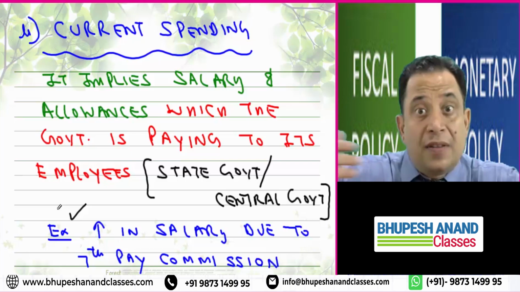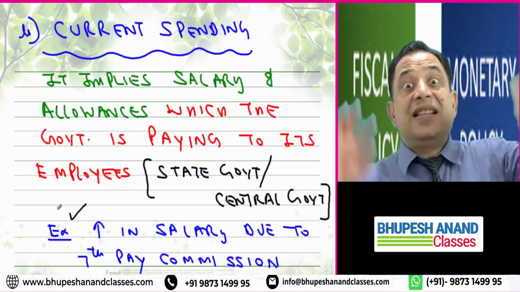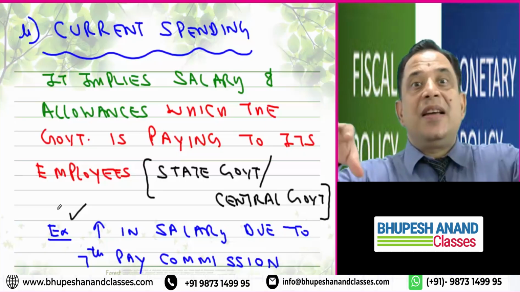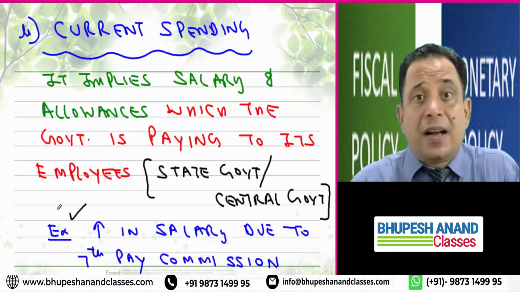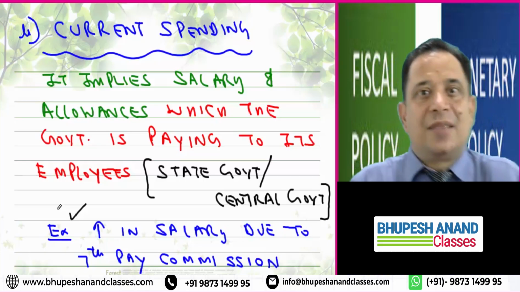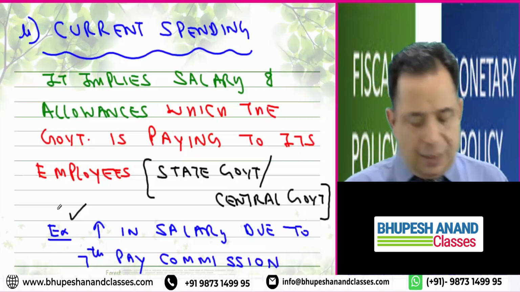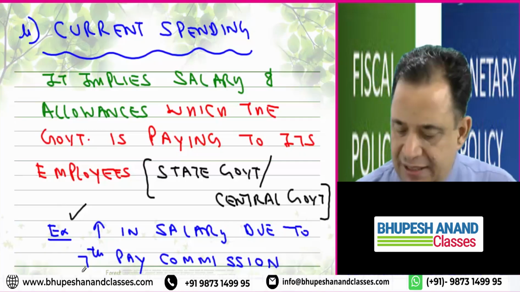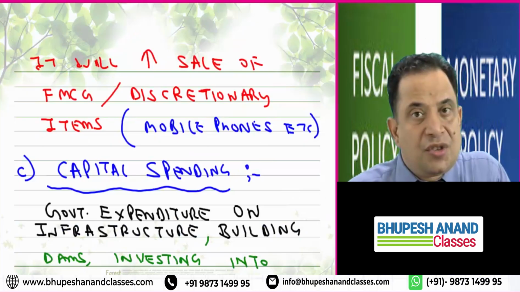We are into the seventh pay scale, and that has been introduced, with the help of which the increase is there in the salary. And when the salary is being increased, generally those people, whose salary is increased due to the pay commission, they generally spend it on discretionary items, in purchasing mobile phones or FMCG goods. So please write down current spending. I have given the example of the seventh pay commission, and it will increase the sale of FMCG discretionary goods.